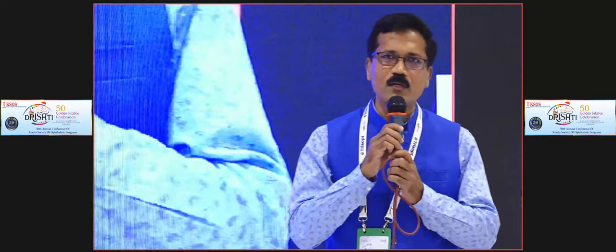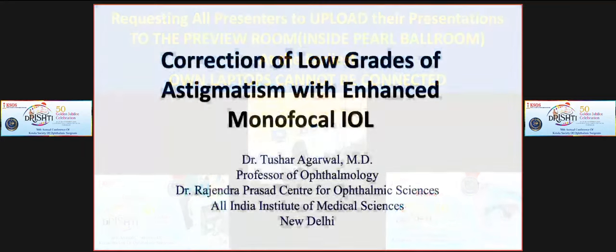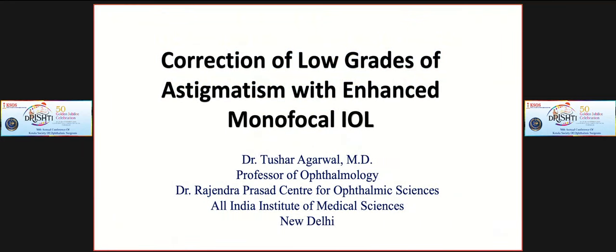So for the first talk, which is on correcting low grades of astigmatism with enhanced monofocal IOLs, we have with us Dr. Tushar Agarwal. Dr. Tushar Agarwal is a professor of ophthalmology, serving in the cornea, cataract and refractive services department of the RP Center, All India Institute of Medical Sciences. He also holds the post of chairman, National Ophthalmic Surgical Skill Development Center. He is also the officer in charge of the National Eye Bank. Over to Dr. Tushar Agarwal.